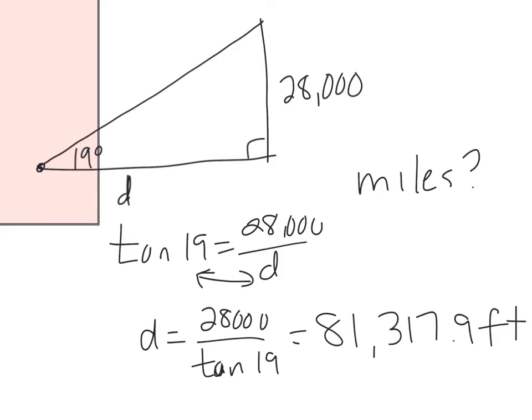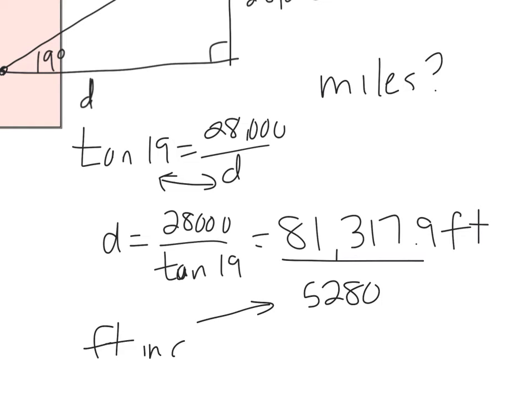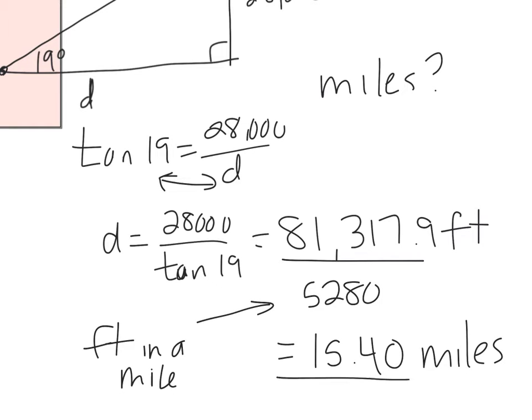So all I do is take 81,317.9 and divide it by 5,280. Why? Because that is how many feet are in a mile. So I'm just going to take my answer, divide it by 5280, and I'm going to get an answer of 15.40. So it takes a little over 15 miles to get 28,000 feet in the air.